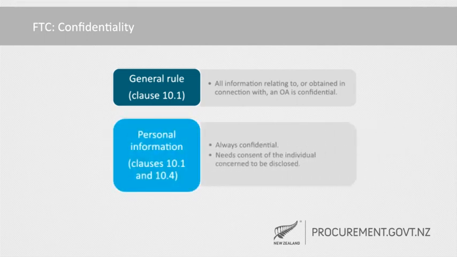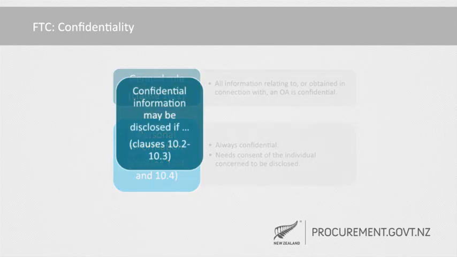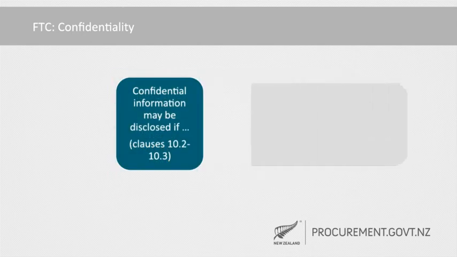Confidential information includes personal information, which is information about an identifiable individual. Personal information is always confidential. If the provider or agency want to disclose someone's personal information, they need that individual's written consent.